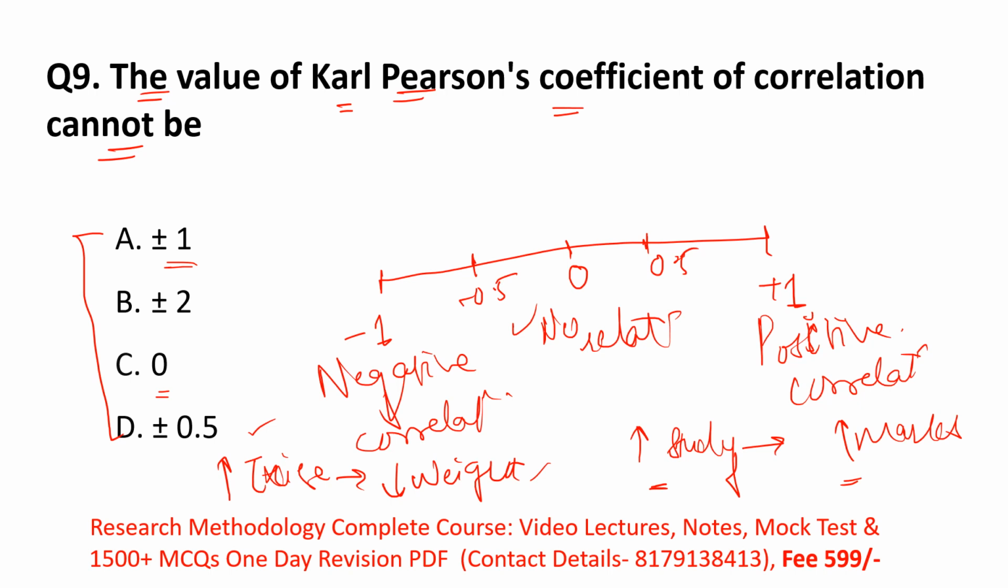But you can see here, plus 2 or minus 2 cannot be the value of Karl Pearson's coefficient, because the definition tells us the value lies between minus 1 and plus 1. Then it is known as Karl Pearson's coefficient. So plus 2 and minus 2 do not lie in this region. That's why option B is the right answer. The value of Karl Pearson's coefficient cannot be plus 2 or minus 2.